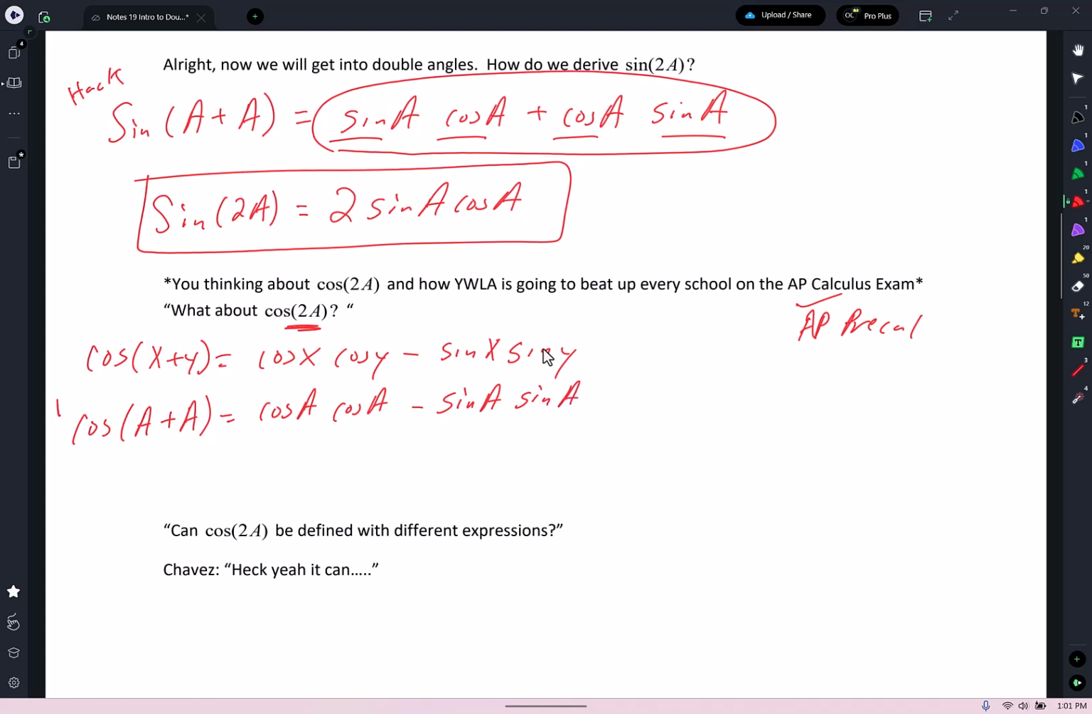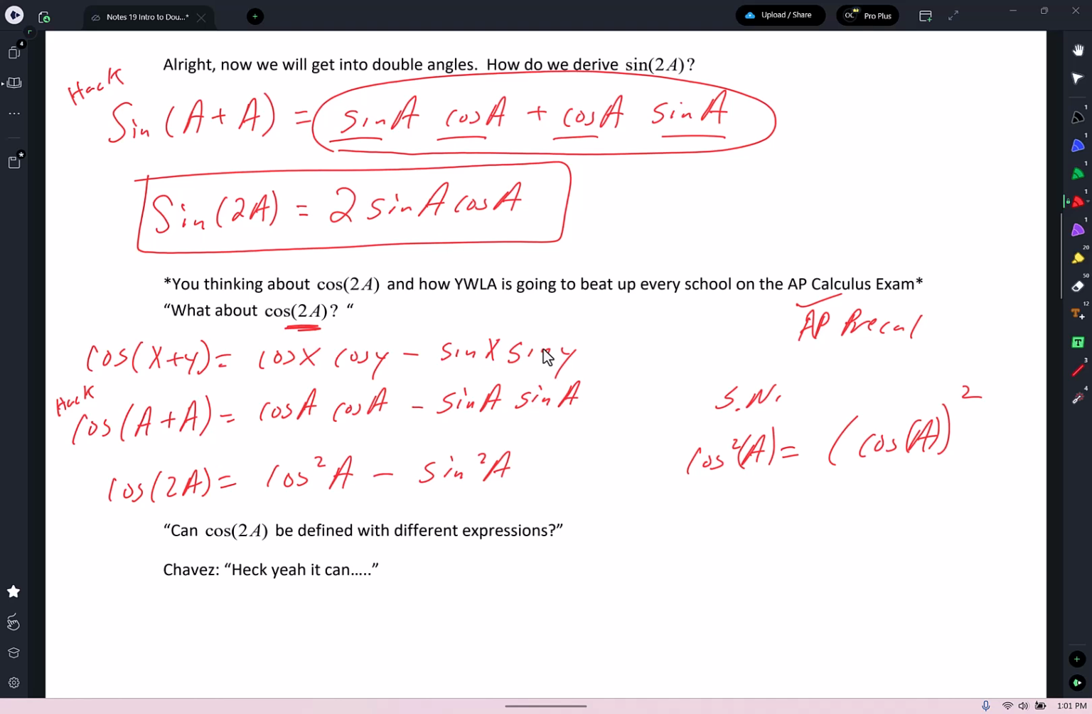Do you guys like this hack? And I'll check it out, guys. Cosine 2a is nothing more than cosine squared a minus sine squared a. Side note, just in case, cosine squared a means cosine a with a square on the side, like that on the outside. And if you want to put the argument in there like that, that's what it means, guys. Yeah, we found another one.